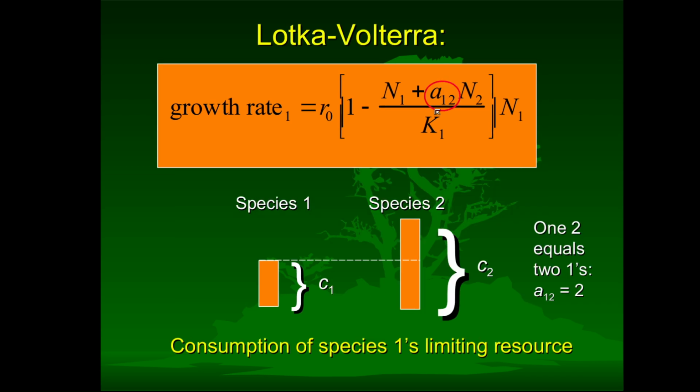And this competition coefficient just converts species 2 to species 1. So for example, if one individual of 2 equals 2 ones, then A12 is equal to 2. And that's how you convert from 2 to 1, so you have the same units when you add them together. That just means that species 2 consumes twice as much of species 1's limiting resource than 1 does. So its competition coefficient is 2. So that's what you multiply by to get an equivalent number of individuals of species 1.